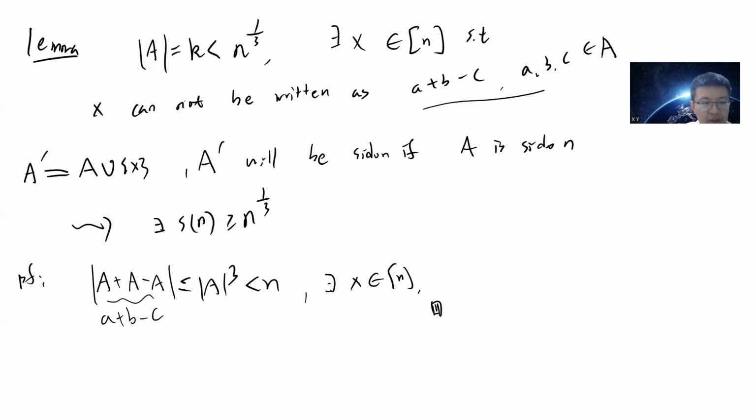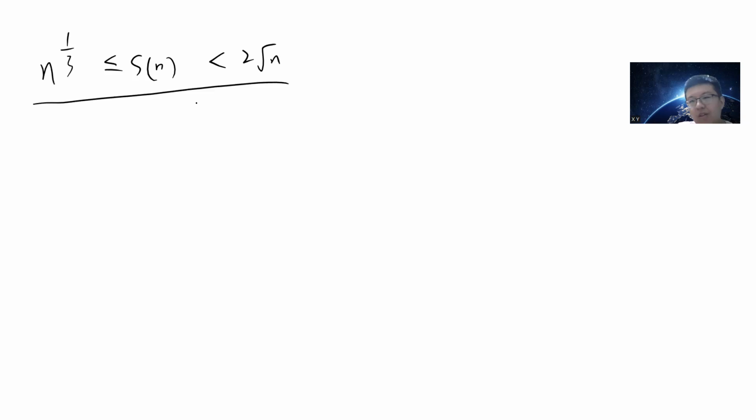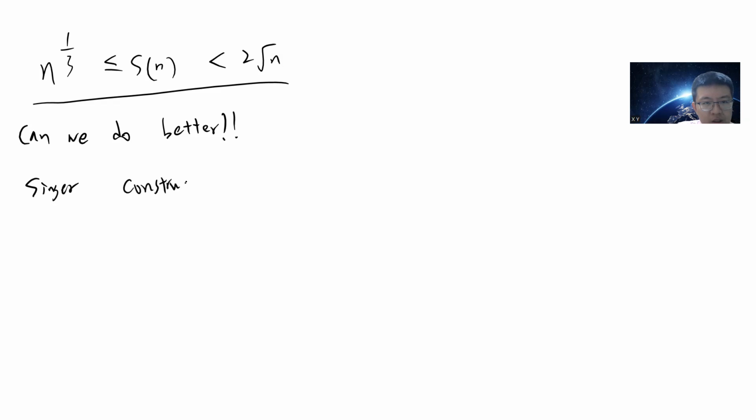Okay. And so now we achieve the following, right? Square root n, and it's 1/3. Okay. And so the question is, can we do better? I think the history is like the Singer, right? Singer found a Sidon set, constructed a Sidon set which satisfies S of n greater than square root of n. So probably this is the best, I think.